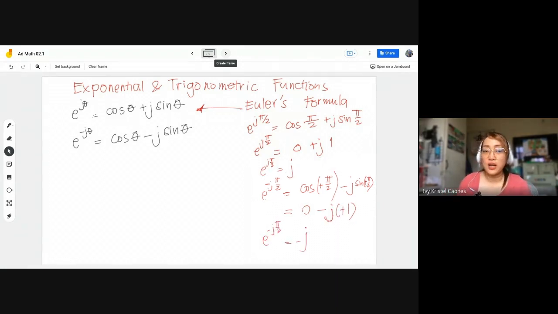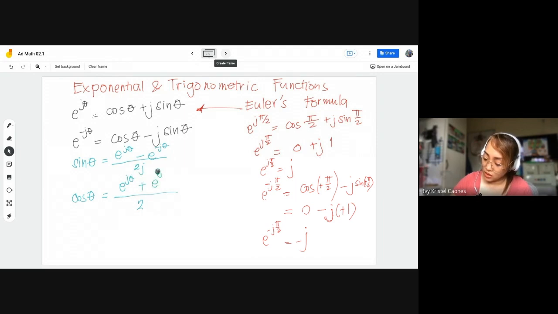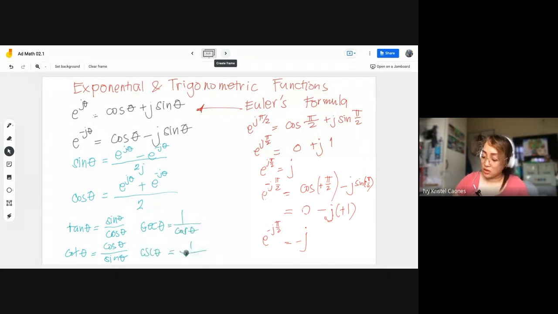Of course, it will follow that sine theta is equal to e to the j theta minus e to the negative j theta over 2j, and cosine theta is e to the j theta plus e to the negative j theta over 2. Then of course, tangent theta is sine theta over cosine theta. Cotangent is cosine theta over sine theta. Secant theta is 1 over cosine theta, and cosecant theta is 1 over sine theta.